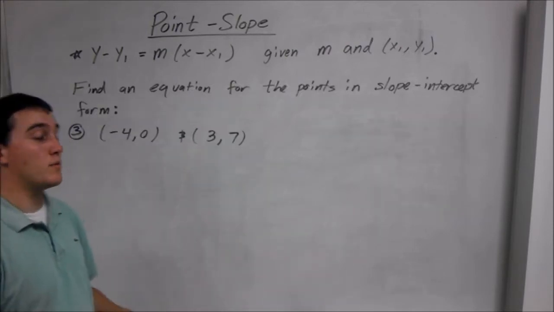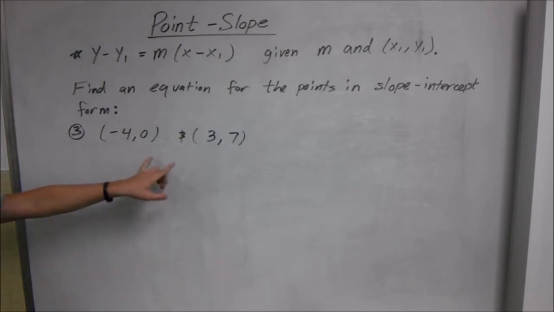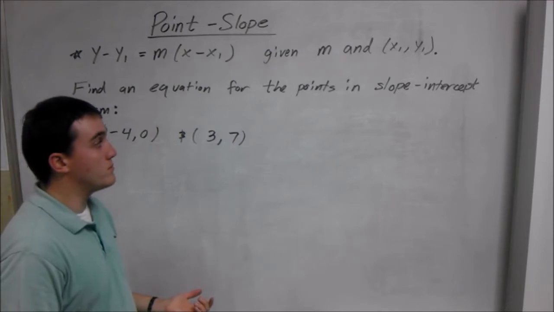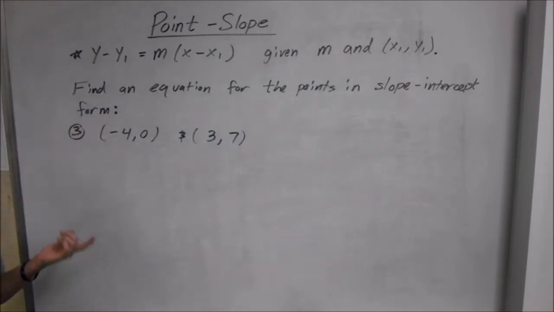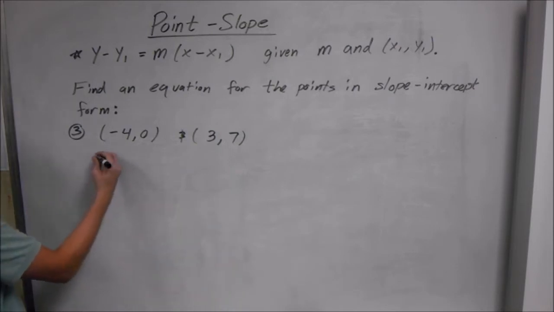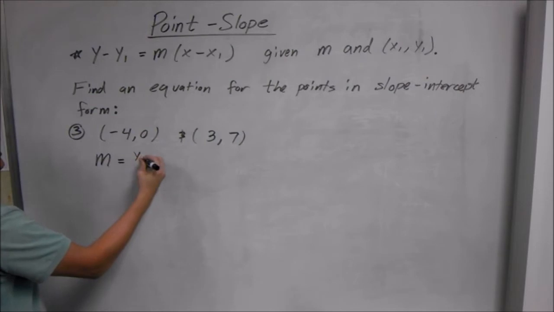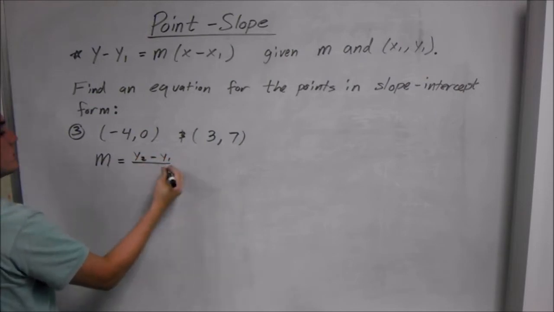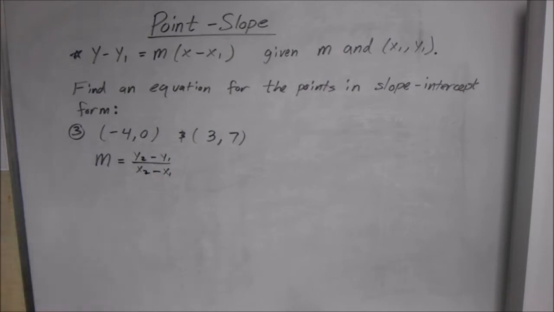Alright, next type of problem. Say they just give us 2 points, and they want us to find an equation in slope-intercept form. Well, first, to have an equation of a line, you need a slope. So we need to find the slope of these 2 points. We know the slope equation is y2 minus y1 over x2 minus x1. So we pretty much just plug them in.